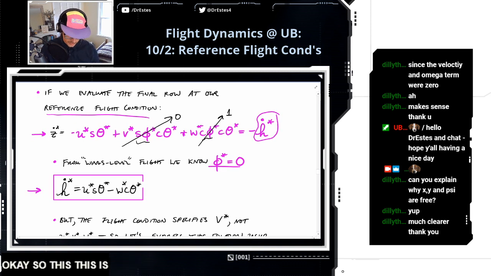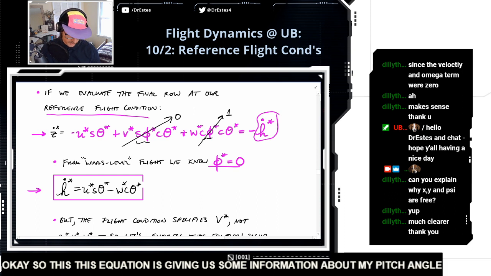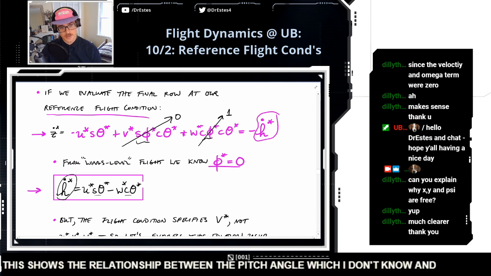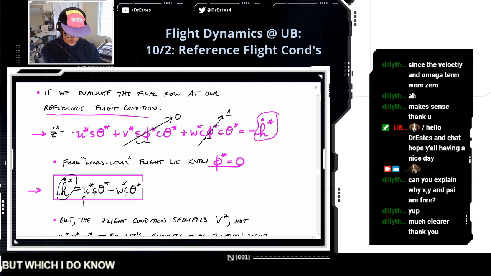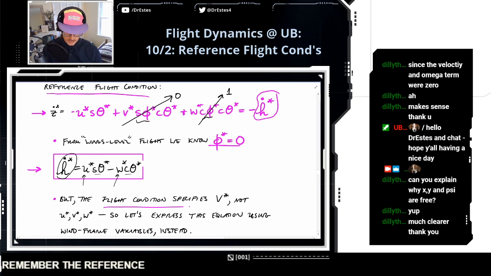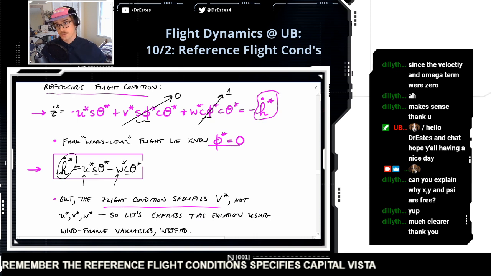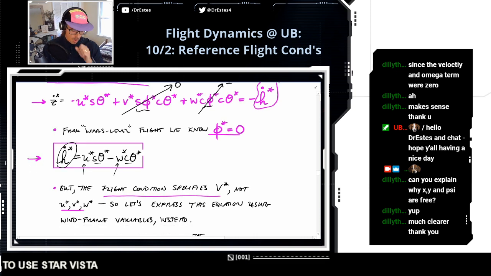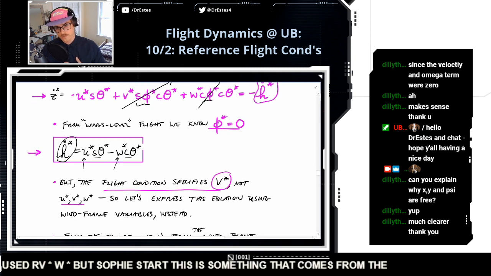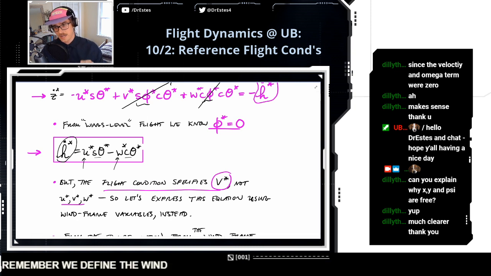Okay, so this equation's giving us some information about my pitch angle, because this shows a relationship between the pitch angle, which I don't know, and this variable, which I do know. Now, do I know U star and W star? Well, not really, because if you remember, the reference flight condition specifies capital V star, which is related to U star, V star, and W star. But V star comes from the wind frame. Remember, we defined the wind frame so that its longitudinal axis is pointed right in the direction of the velocity.